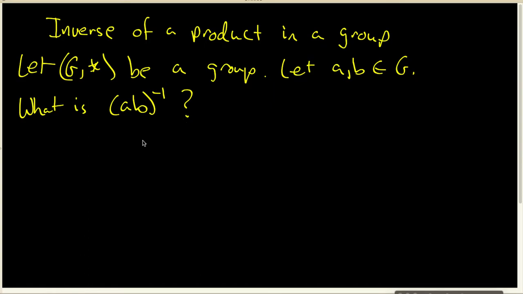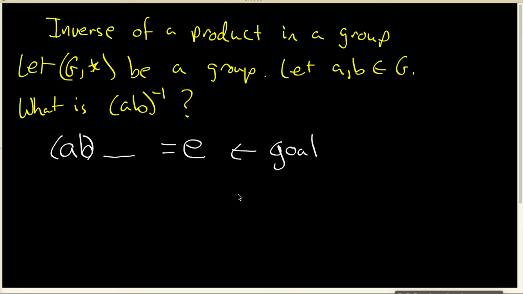When I say what is this, I'm looking for a formula that might not involve putting parentheses around elements and then putting the negative one outside. So I want to consider this problem in the following way. I'm looking for some element that I can multiply on the right side by AB and get the group identity. That's our goal.